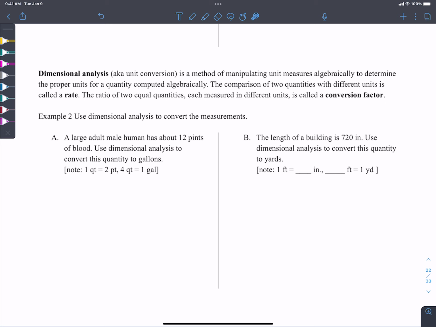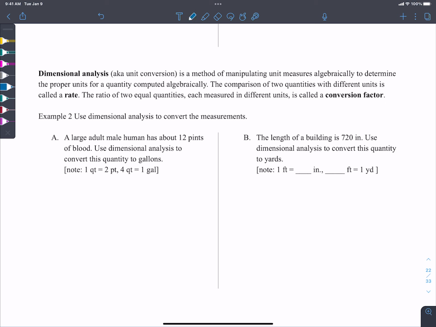Okay, so how do I do this? We use dimensional analysis to convert measurement units. For example, apparently a large adult male has about 12 pints of blood. We're going to use dimensional analysis to convert this quantity in terms of gallons. How do I do that?